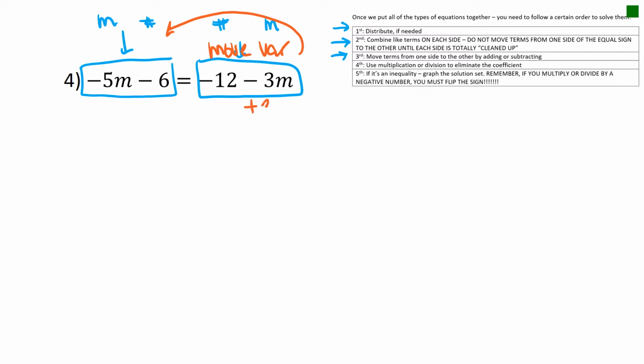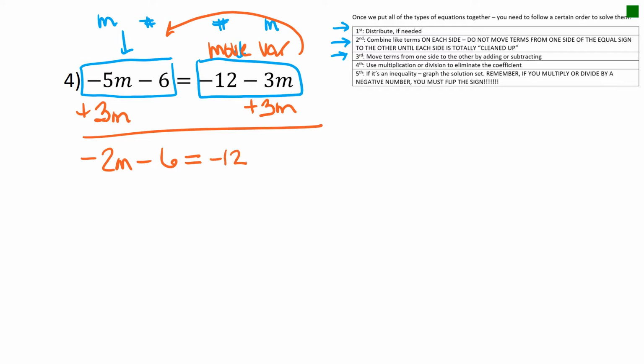So I'm going to get rid of that minus 3m by adding 3m. And I'm going to make sure I put it under his little friend. Remember, I can't combine the 3m and the 6, but I can combine the 3m and the negative 5m. So I'm going to put it with like terms. So over here, negative 5m plus 3m is negative 2m. I still have a minus 6. There's my equal sign. I have a negative 12.